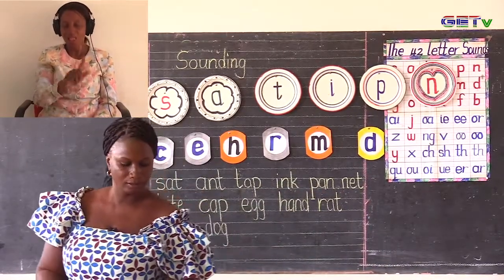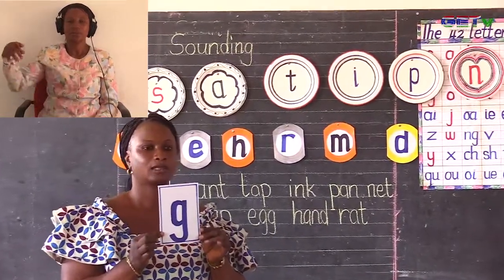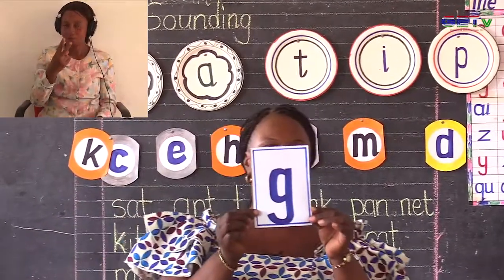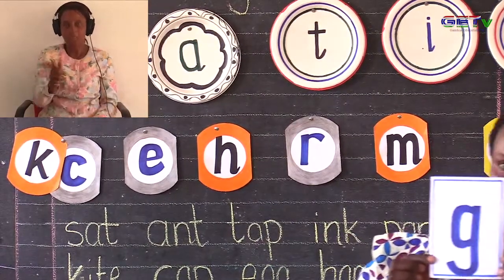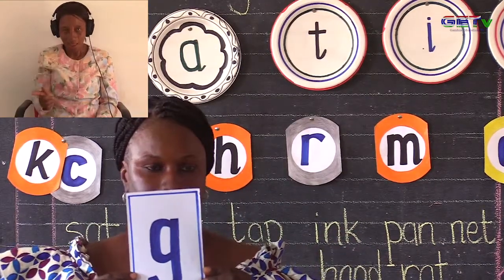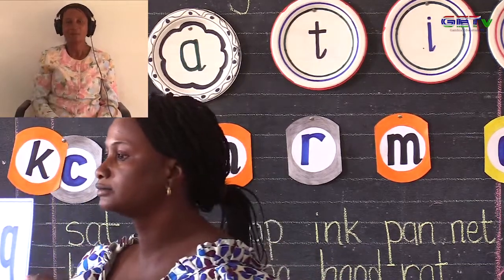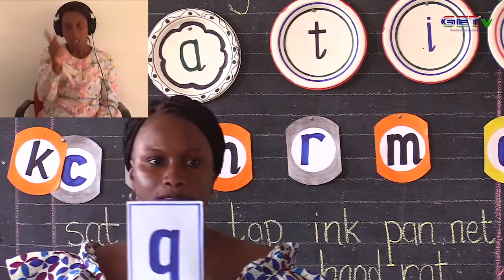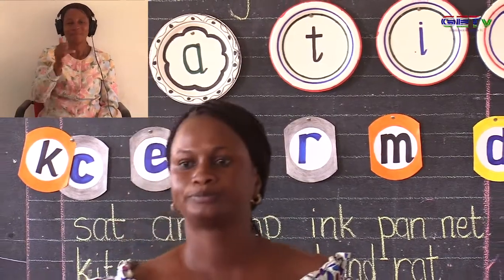G. Now, look at this. That's the sound. Can you all say it? Say the sound. Say it again. G. G. G. Yes. G. Very good. That is the sound.